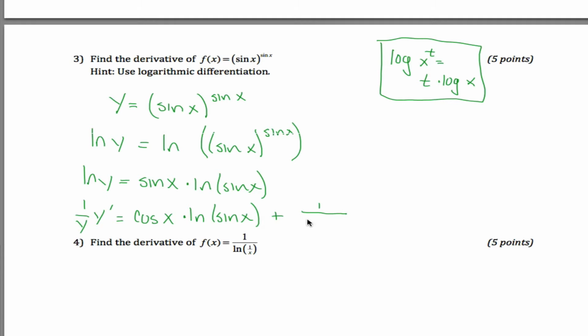Derivative of the natural log part gives me 1 over sine of x. Then I'm not done. I have to multiply by the derivative of sine of x, which is cosine of x. And I'm still not done because I have to multiply that by this sine of x. All right, this is getting complicated. I should probably label some pieces.